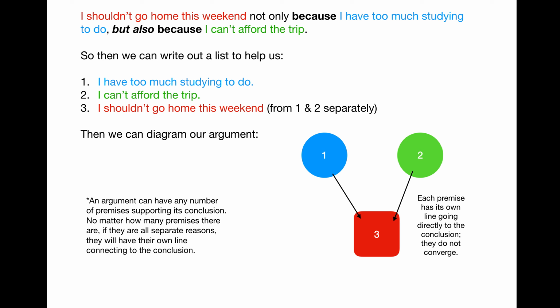So we want to make sure that when we diagram these, if it's an independent one, if they're separate, they have an arrow or a line going right to the conclusion on their own, okay?